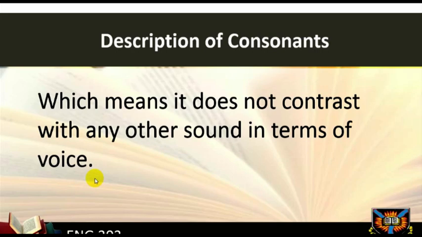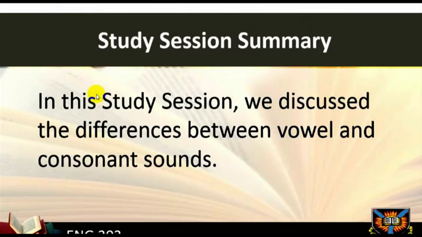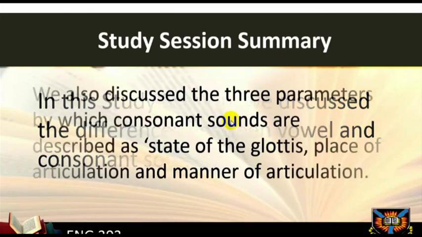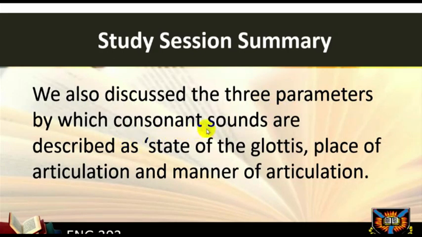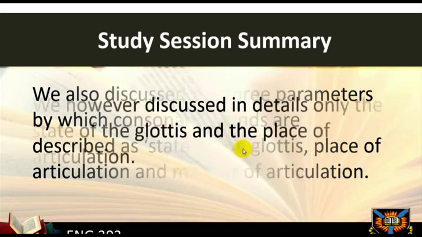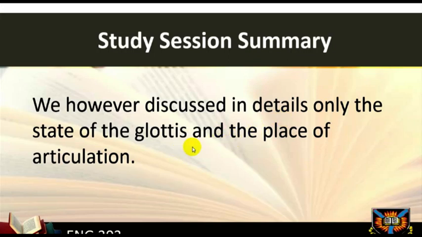Study section summary. In this study section, we discussed the differences between vowel and consonant sounds. We also discussed the 3 parameters by which consonant sounds are described: state of the glottis, place of articulation, and manner of articulation. We, however, discussed in detail only the state of the glottis and the place of articulation. End of study section 5.